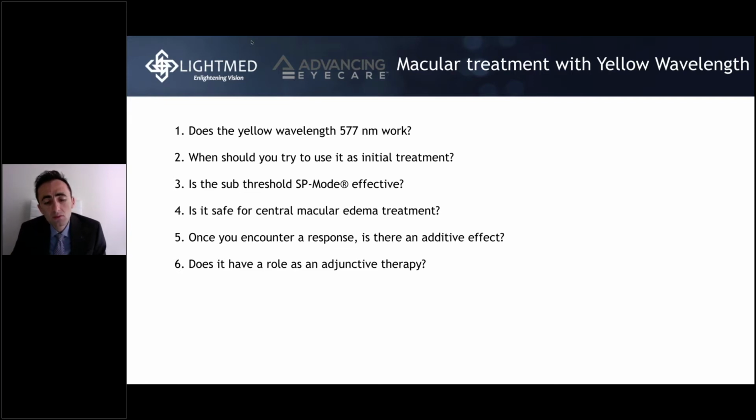And once you encounter a response with the treatment with the 577 or 561, is there an additive effect if you repeat the treatment again? And could these laser treatments be used as adjunctive therapy in combination with anti-VEGF intravitreal injections?